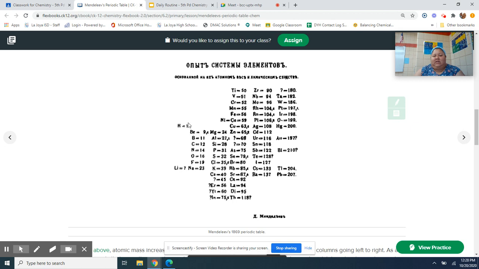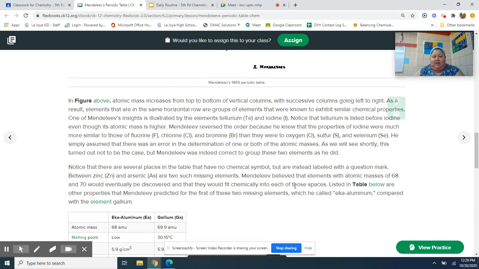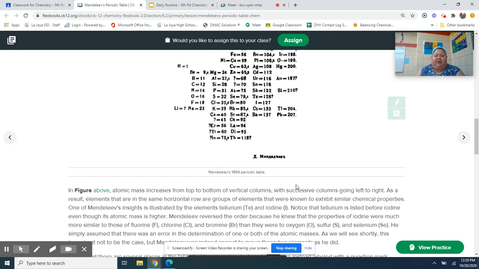So you'll notice here that it starts off with hydrogen. It goes on to beryllium, boron, carbon, nitrogen, oxygen, and fluorine. And you'll notice that the mass of each of these elements increases as you go down, right? In this case, you start with 9, you end up at 23. In the second column, you start at 24, you end at 75, and then so on and so on and so on. In the figure above, atomic masses increase from top to bottom. So you'll have low atomic mass, and then as you go down, down, down, you'll see that that atomic mass will increase.